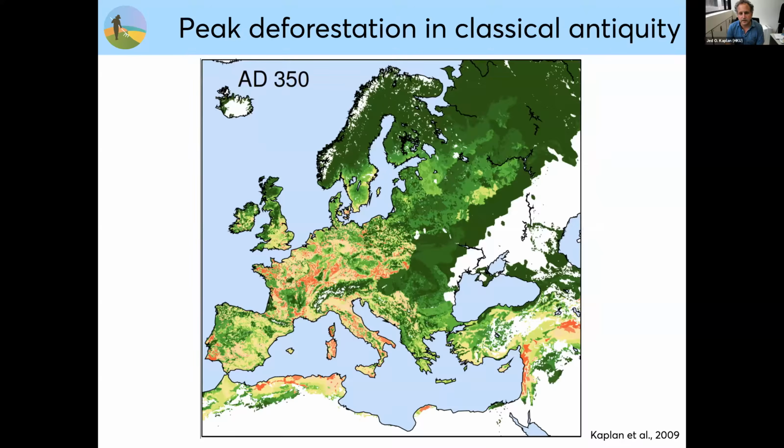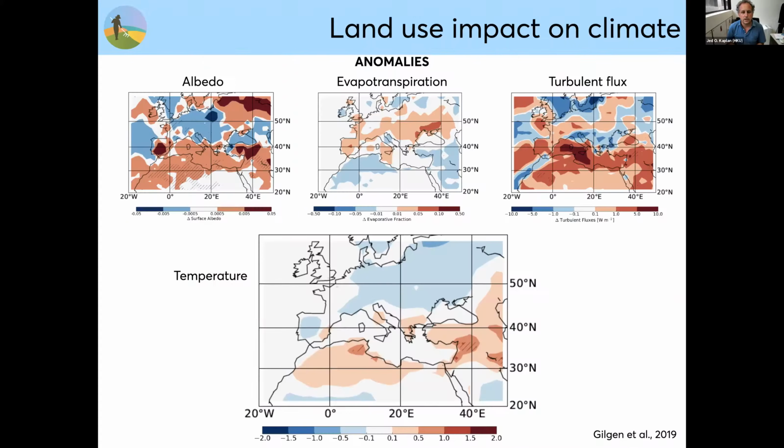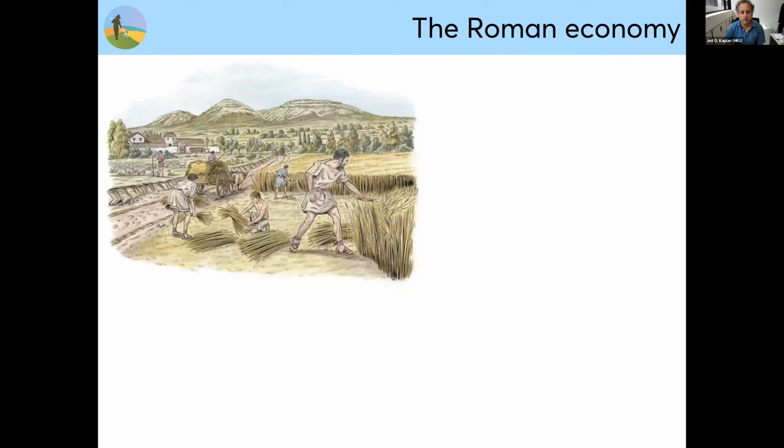And again, the peak deforestation in classical antiquity leads to changes in albedo, changes in evapotranspiration that make climate, in this particular example, cooler over much of Europe, mainly because of this albedo feedback, but also because of air pollution.